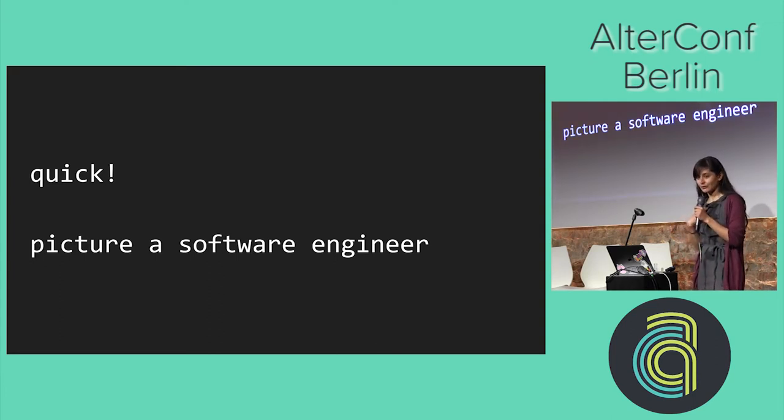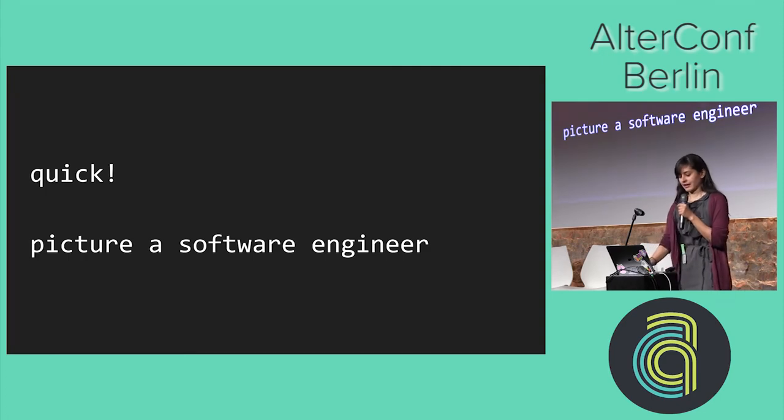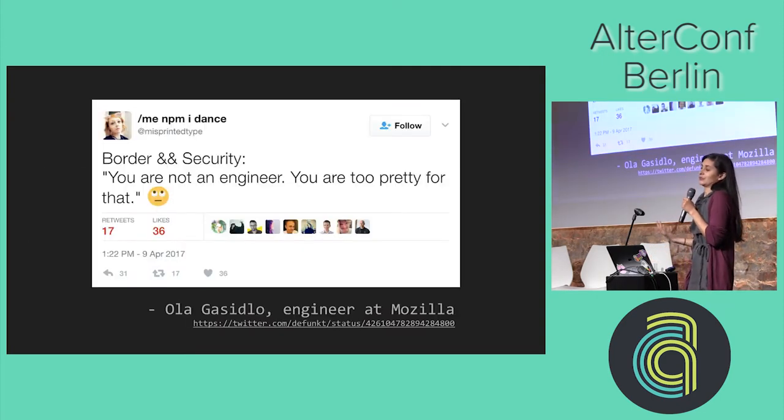And even though I am a software engineer, it doesn't really look a lot like what I see in the mirror. Even though I know tons of software engineers that look more like me than the stereotypical picture that I have in my head. Unfortunately, a lot of other people also have these kind of stereotypical images in their head. Recently, Ola Gasidlo, who's also a Berlin-based engineer for Mozilla, tweeted that at border security, she was told, "You are not an engineer. You are too pretty for that." Because apparently someone had a cached image of a software engineer that didn't include being pretty or looking like her.